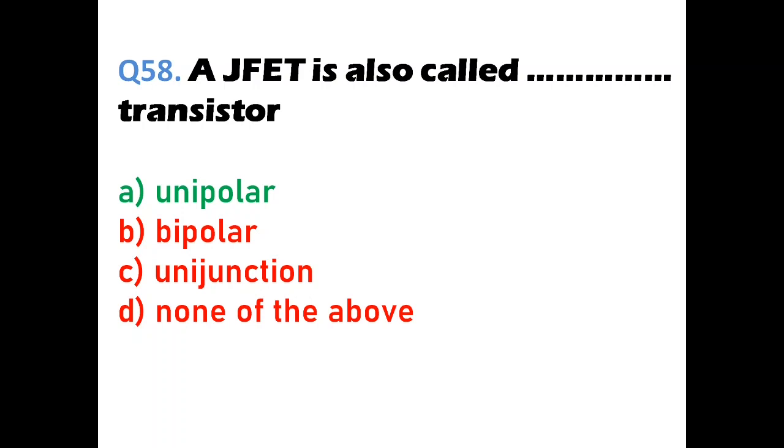Whereas if you speak about BJT, it is bipolar. Bipolar means the current conduction is because of both electrons and holes. But in JFET, it is either electrons or holes, because you will be having either N bar or P bar, N channel or P channel. So only one type of majority charge carrier will make the current flow. That is, it is unipolar. So JFET is also called a unipolar transistor.